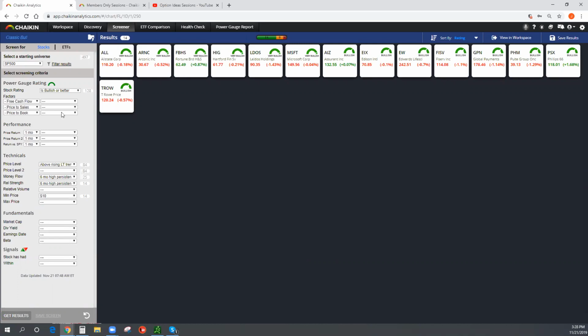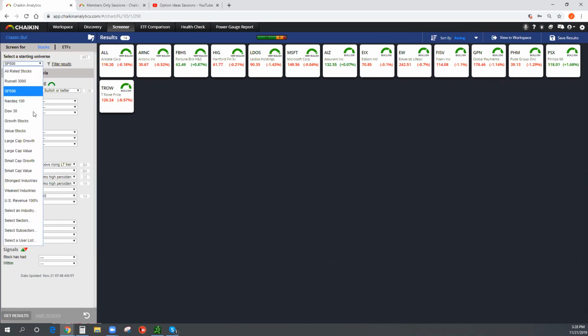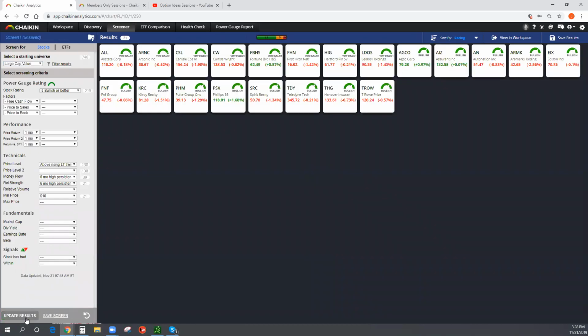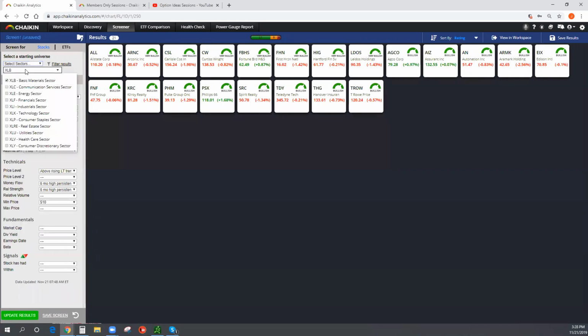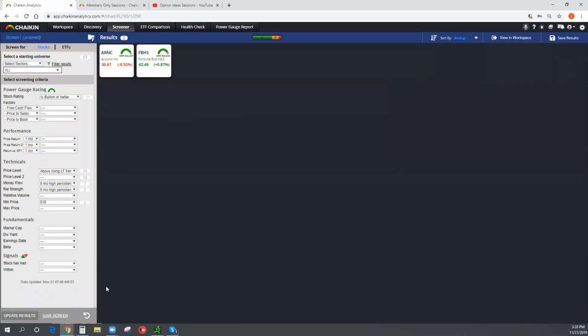Again, you may want to say, well, I want more than that. Or maybe I only want the large cap value ones. Maybe you've identified an area of the market. You want things that are in the industrial sector. Starter screens. Starter.